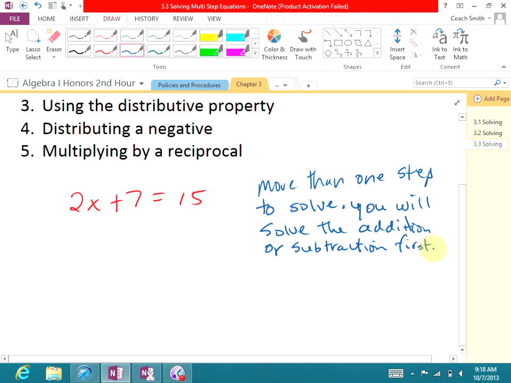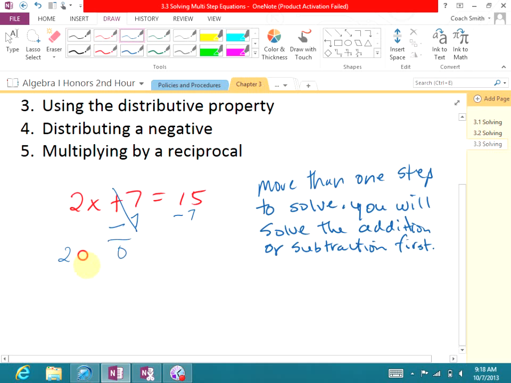Okay, so in this problem, 2x plus 7 equal 15. What I'm going to do first is solve the addition part by subtracting 7 from both sides. Remember, when we're solving an equation, we're trying to get the variable, in this case x, by itself on one side or the other of the equation. Okay? So to do that, we have to do the inverse operations that we've talked about in 3.1 and 3.2. Okay? The inverse of addition is subtraction. That's why I'm subtracting. Over here, it makes that 0.